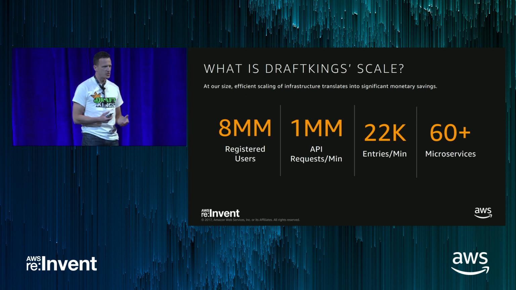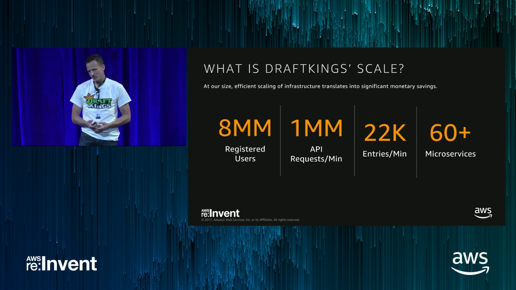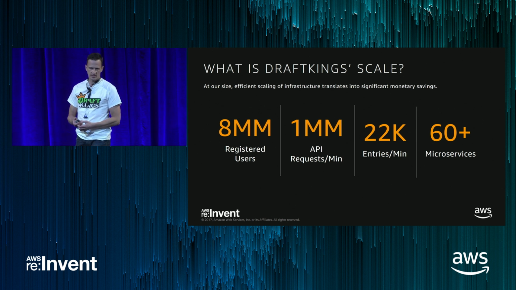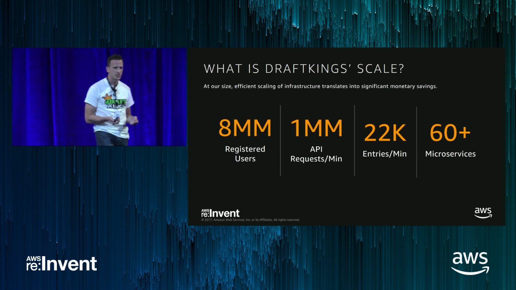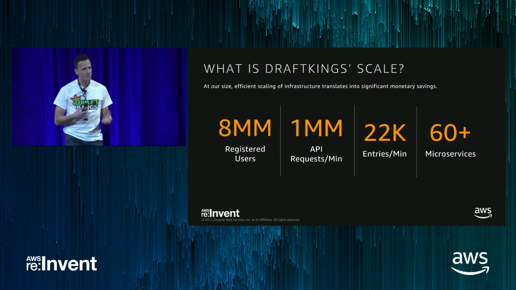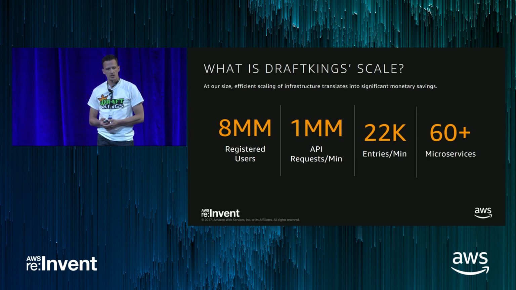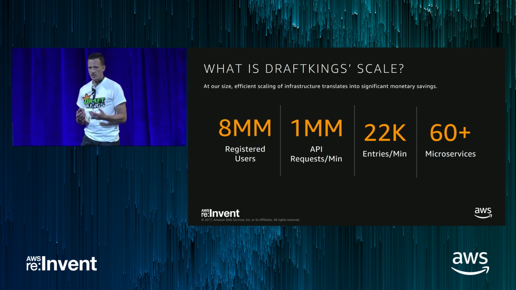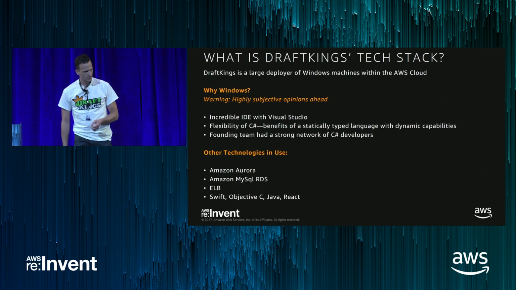This concept of an entry is basically DraftKings selling you a ticket to enter into a contest. Effectively, at the end of the day, that's what DraftKings sells: tickets into a contest. So these are financial transactions where money is actually exchanging hands. Not too many other places do that volume of financial transactions. It's an SOA-based architecture with over 60 different microservices. So we're not just scaling one monolithic platform here.